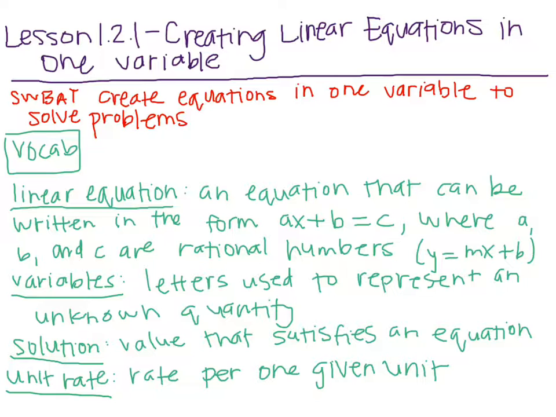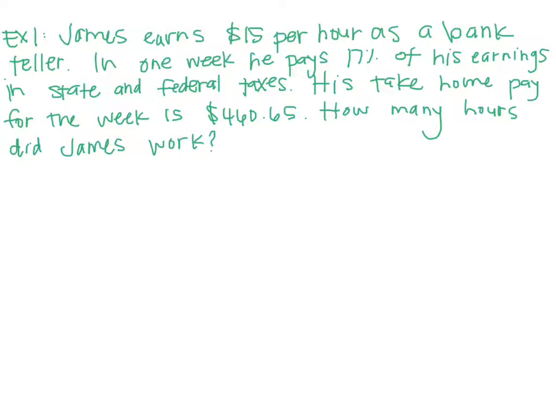Let's go on to our first example, which is about James. James earns $15 per hour as a bank teller. In 1 week, he pays 17% of his earnings in state and federal taxes. His take-home pay for the week is $460.65. How many hours did James work?